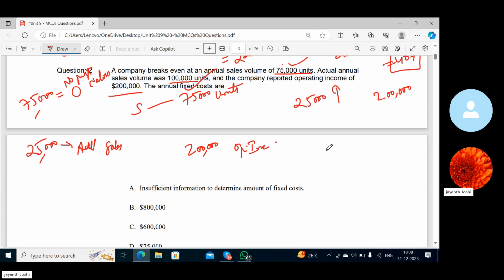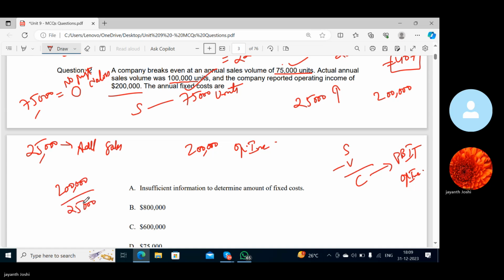Now, what is the operating income? Operating income is also called contribution. Sales minus variable cost is contribution. This is also called PBIT at times, or operating income. So what is the unit contribution margin? Your operating income by number of units. That is the UCM, unit contribution margin. This is your operating income or contribution for extra number of units. So per unit, how much is the contribution? $8.